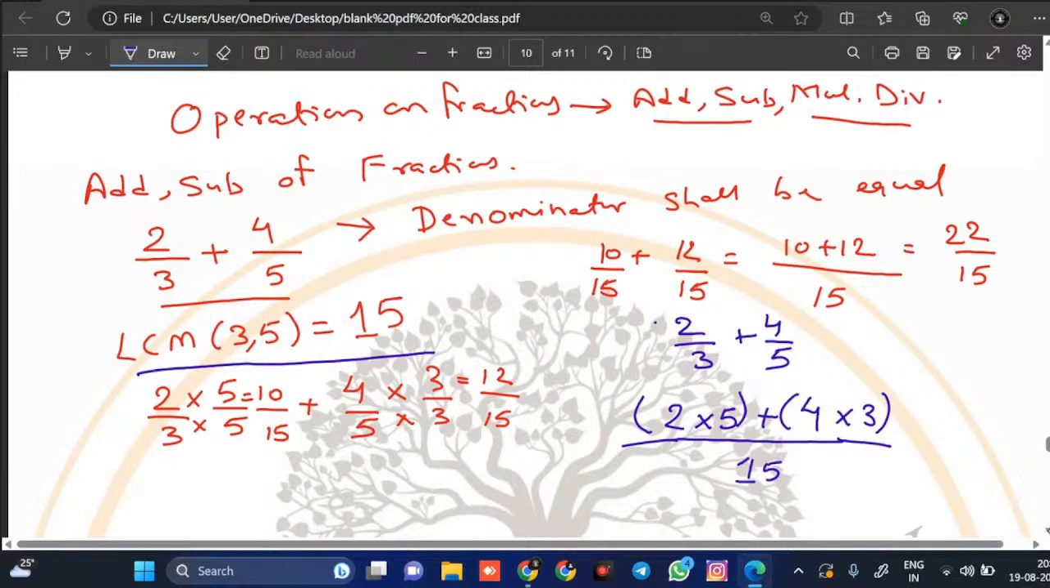Now 2 5s are 10 plus 4 3s are 12, divided by 15. And 10 plus 12 is 22 divided by 15. And this is how I get the same answer. 22 divided by 15. Okay.